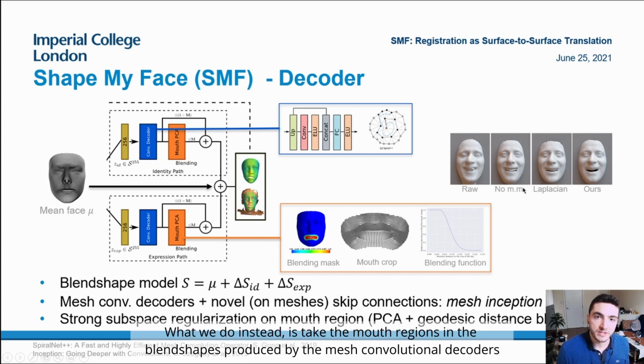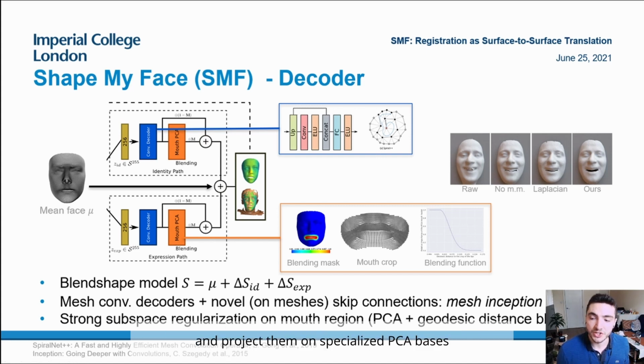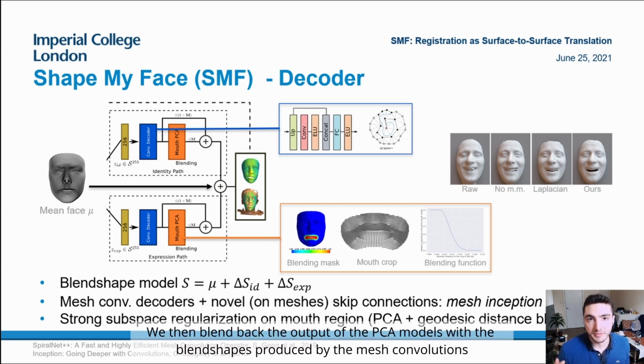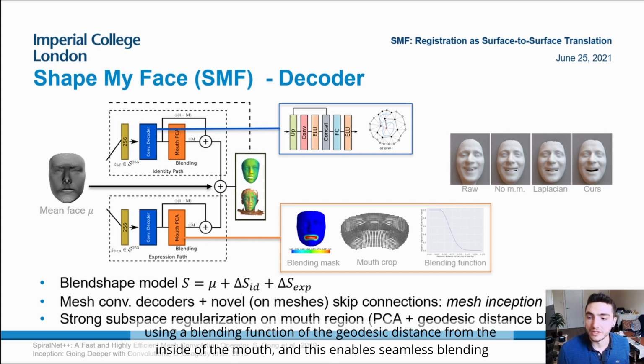What we do is that we take the mouth region in the blend shapes produced by the mesh convolution decoders and project them on specialized PCA bases. We then blend back the output of the PCA models with the blend shapes produced by the mesh convolutions using a blending function of the geodesic distance from the inside of the mouth. And this enables seamless blending.